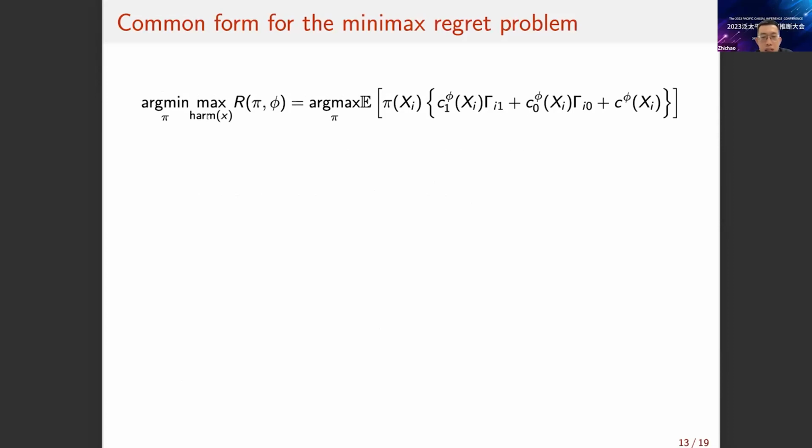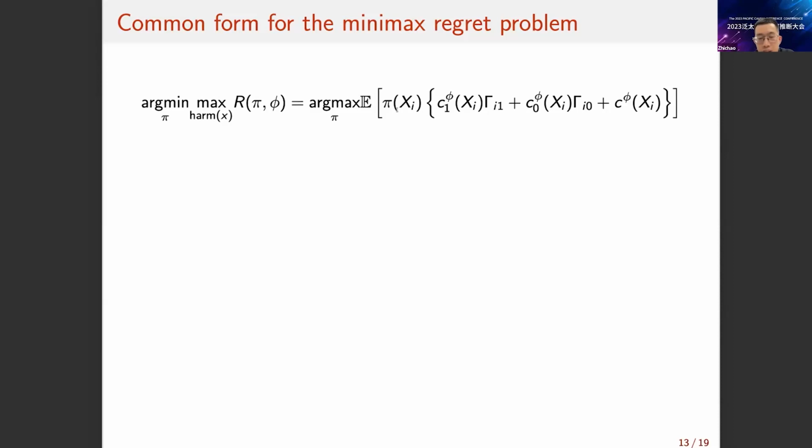And this is the same as deriving the partial identification bounds for harm X, and it's well studied in the causal inference literature. And using these bounds, we can obtain a general form for the minimax policy under different alternative policies phi. And the nested optimization here is simplified into a single optimization in the form of a weighted classification problem.